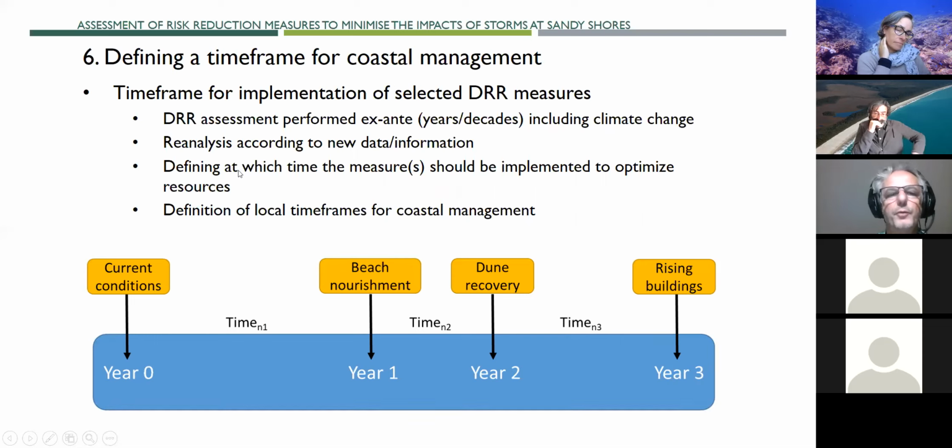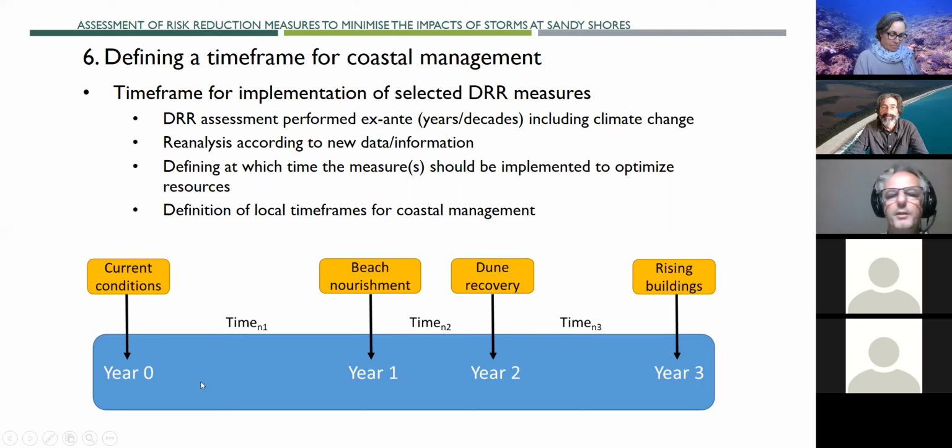With this, what can we do? We can define at which time the measure should be implemented at each region to optimize resources. Probably in several regions, we do not need a beach nourishment today, but with the expectation of sea level rise and increasing storminess, maybe we will need it in 10 years. So we can model again when we need to implement these coastal management approaches. And so we can define a time frame for coastal management today.